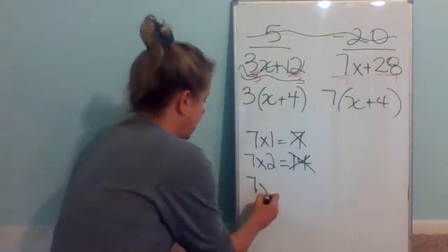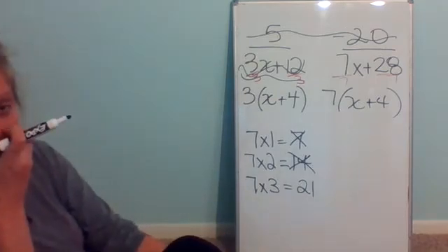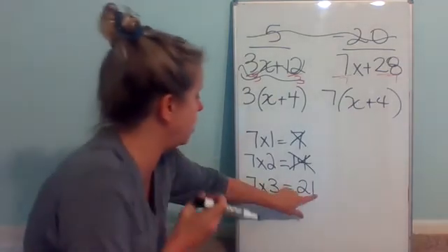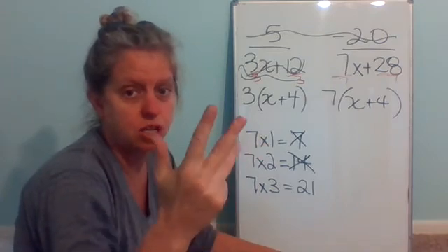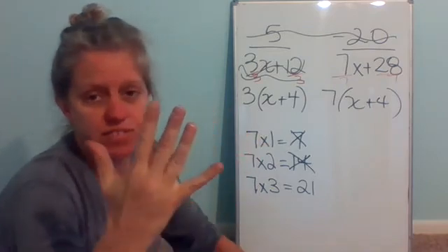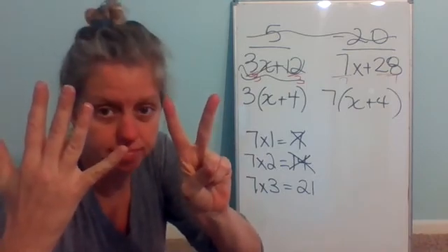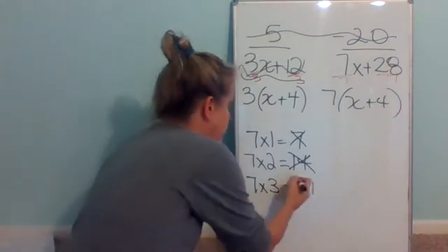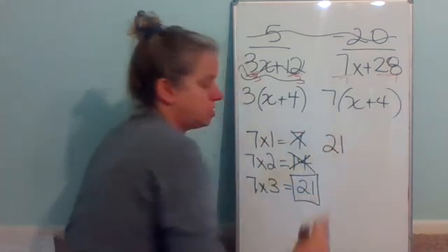Go to the next number. 7 times 3 is 21. Does 3 go into 21? 3, 6, 9, 12, 15, 18, 21. 3 does go into 21, and so does 7. So 21 is your number part.